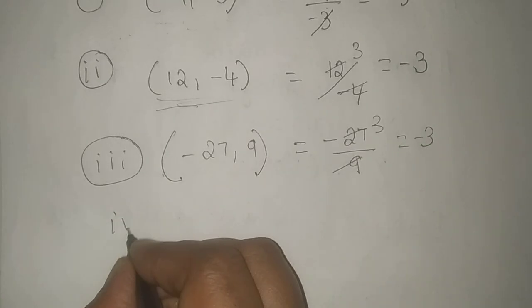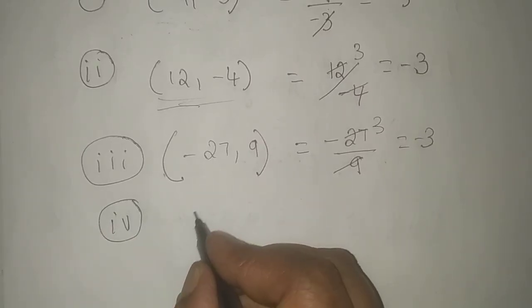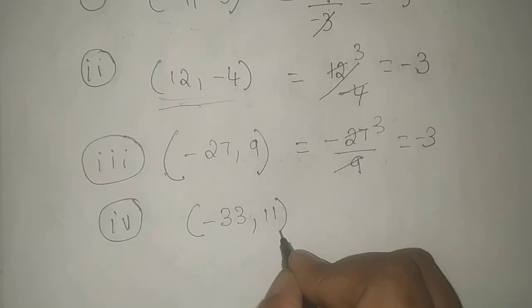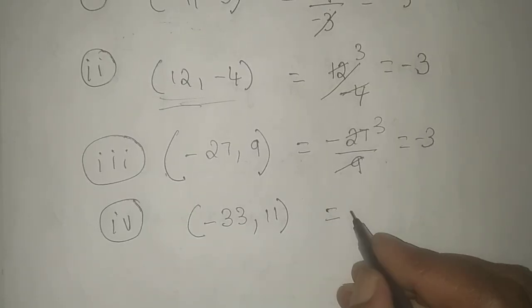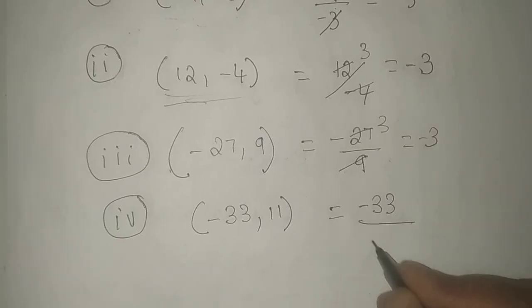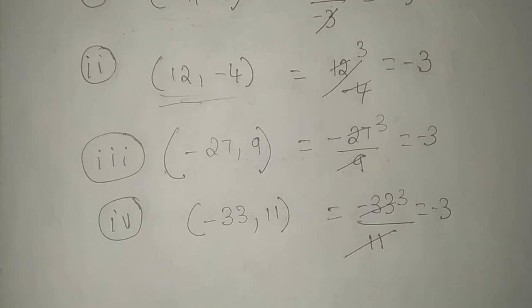So now we'll take the fourth one. For the fourth pair, I have taken minus 33 and 11. So minus 33 divided by 11. 11 ones are 11, 11 threes are 33. So minus 3.